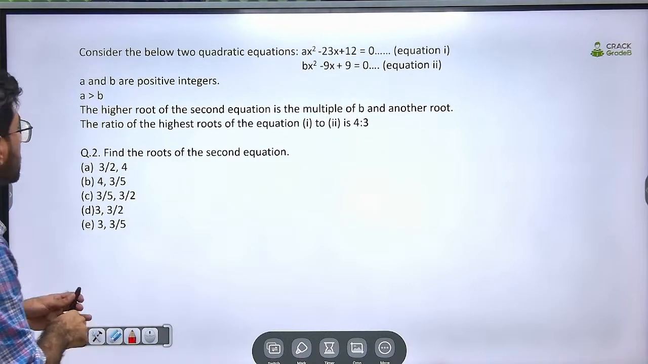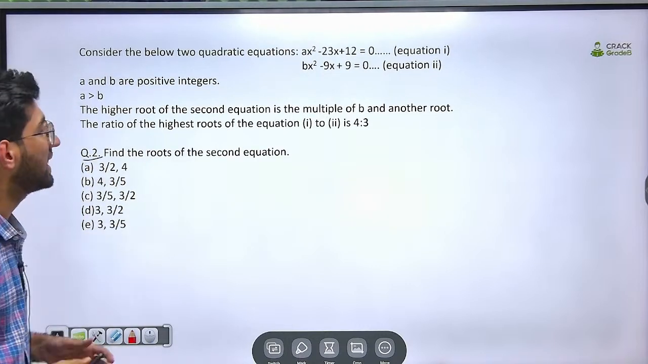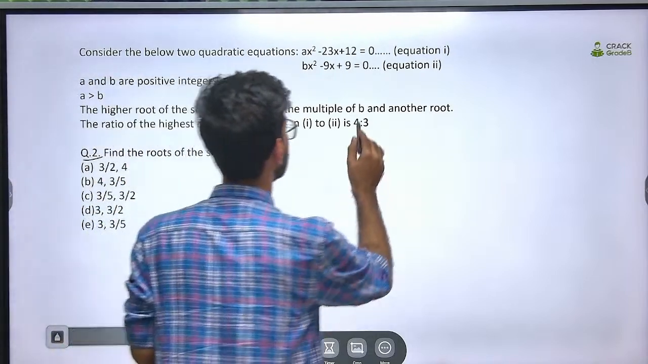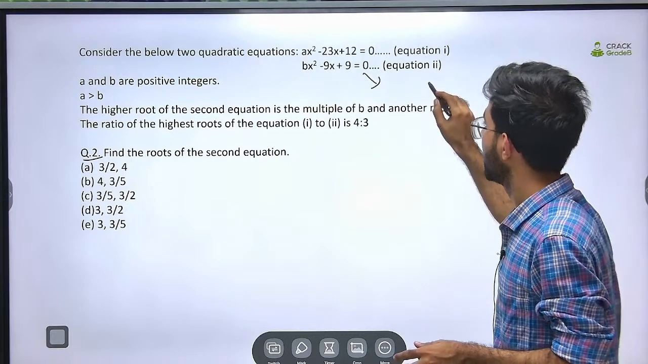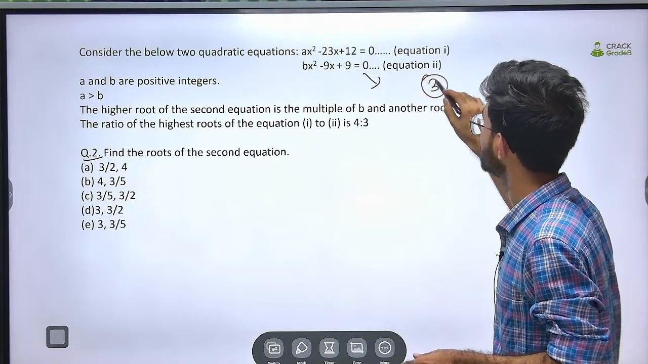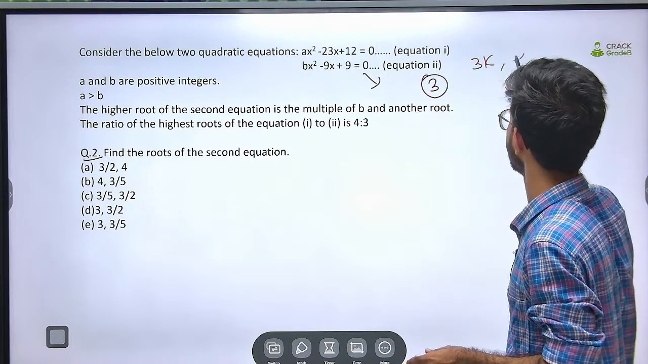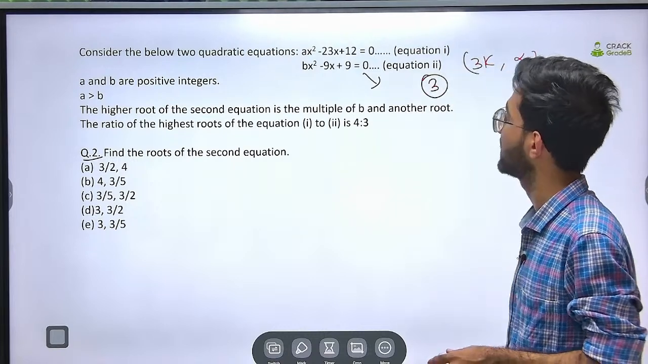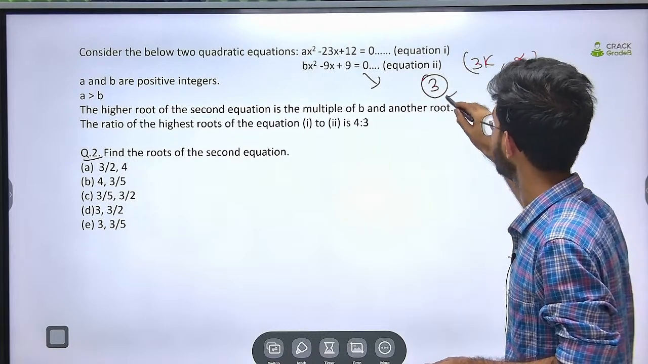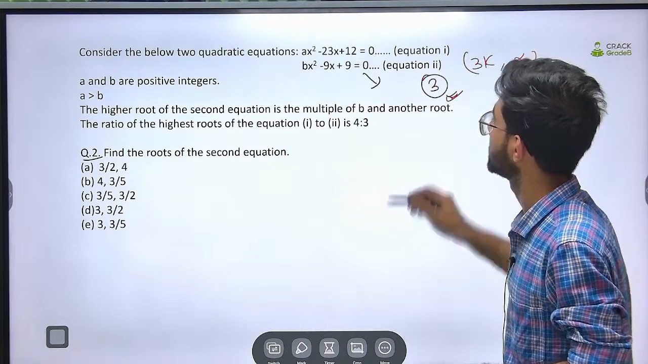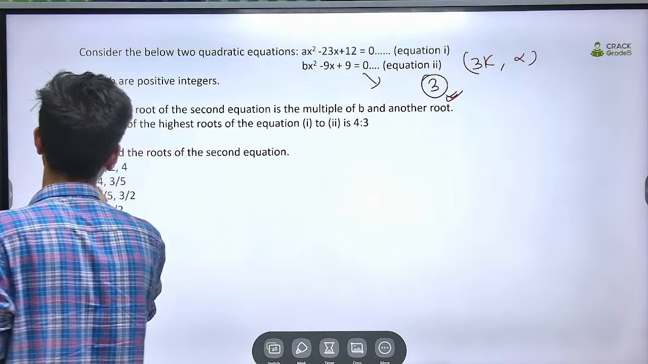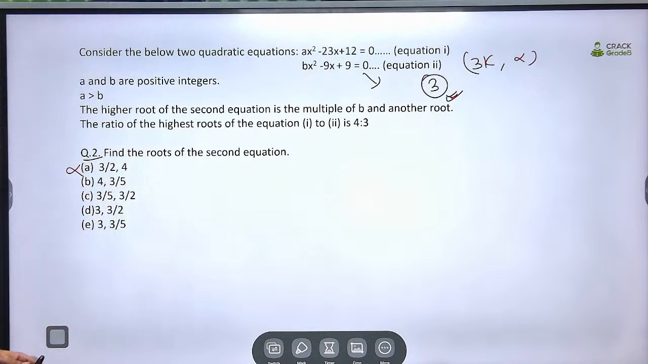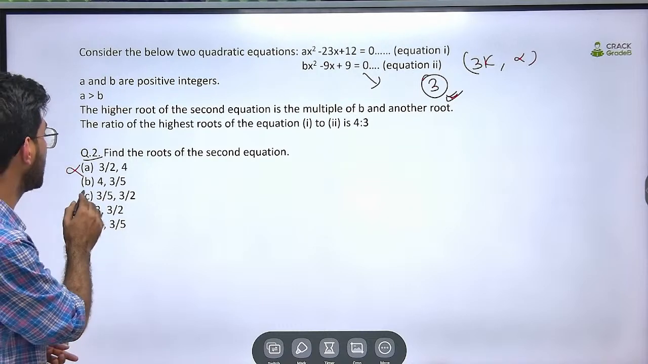Okay, question number 2 says find the roots of the second equation. This is our second equation. And we know that 3 is one of the roots. Try to recall 3k comma alpha. 3k and alpha are the roots of equation 2, and we know that 3k equal to 3, means 3 is one of the roots of equation 2, right? If you look at option A, it doesn't say that 3 is a root. So you should be able to eliminate option A.